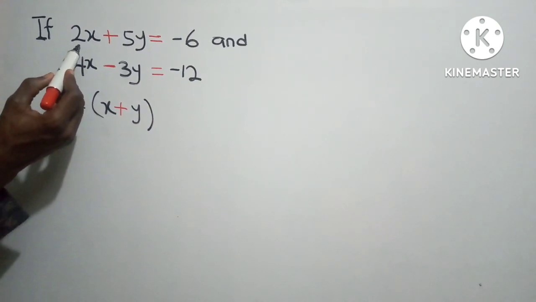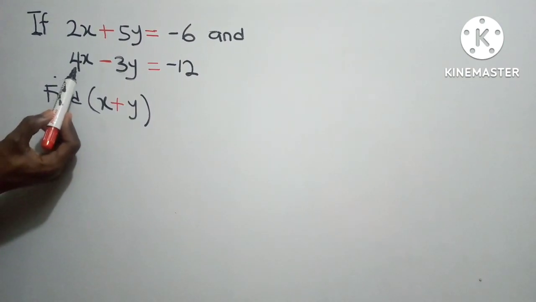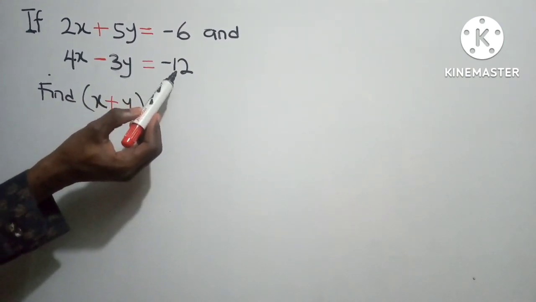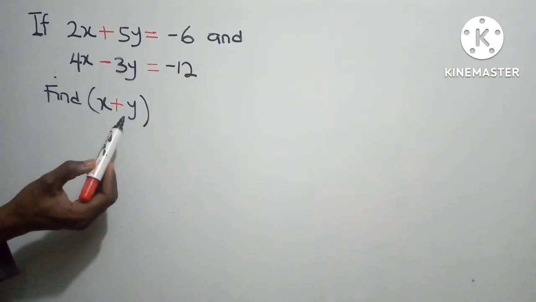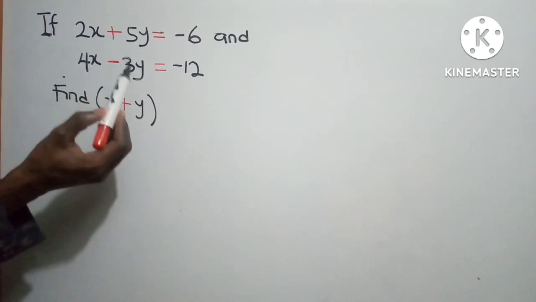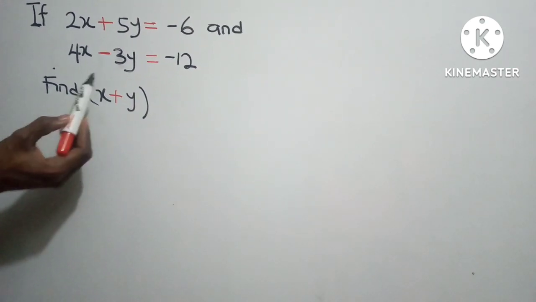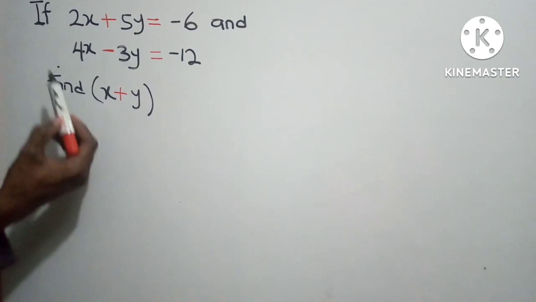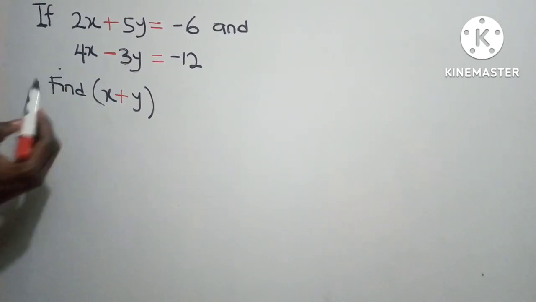The first equation is 2x plus 5y equals 6. The second equation is 4x minus 3y equals minus 12. We are asked to find x plus y, meaning we need to find the value of x and the value of y before we add them together to get the answer. But how do you solve such a question? First of all, you know it's a simultaneous equation. You have to name your equations.